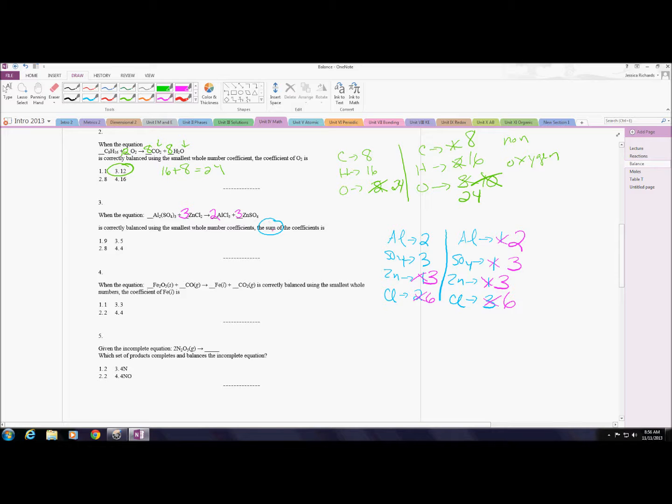Be careful with this with the sum of the coefficients. When you look, your first instinct is going to be to add up the ones that you wrote. So 6 and 2 is 8. And of course 8 is a choice. But don't forget that there's a 1 in front of here. So the correct answer is actually 9.